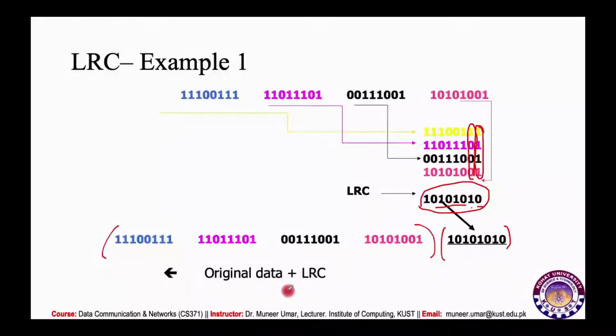So the original data plus LRC is transmitted, and at the receiving end the receiving device calculates the even or odd numbers according to these blocks and these parity bits and concludes a result.